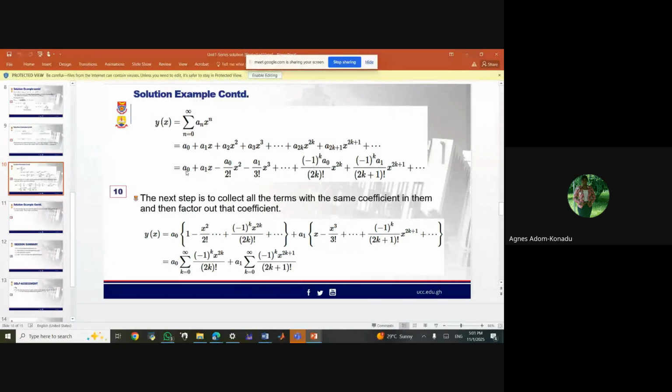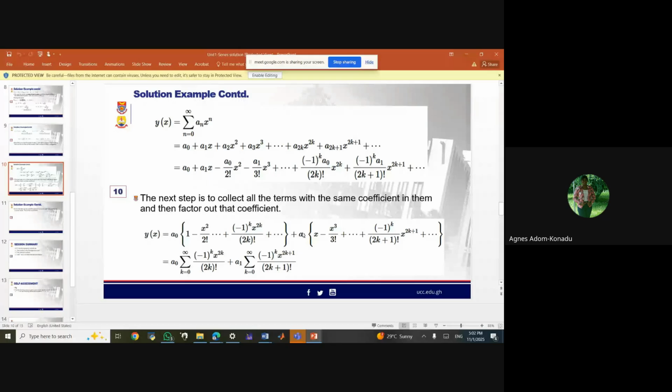So I put them together. I have a naught out, and this one will be left with 1. This will be left with x squared over 2 factorial, dot up to, so I have a1 here. So I factorize it out, and I have minus 1 to the power k x to the power 2k over 2k factorial. So that is for the even ones.